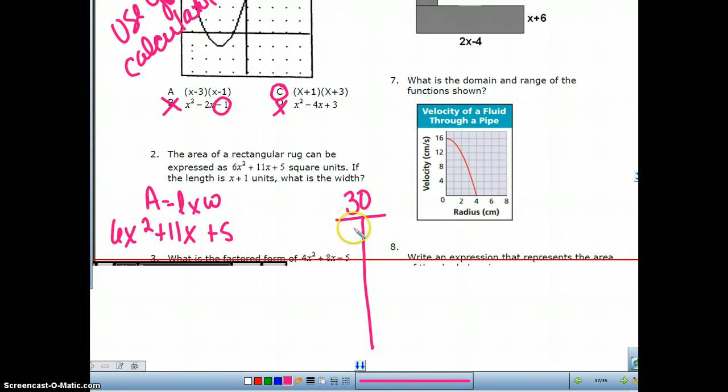Factors of 30, what are they? 5 times 6, which equals 11. Okay, we could do 5 times 6. Do we want it all to be positive? Because we got plus, plus, plus. So everything positive is good. Is that going to work? Yeah, that one's going to work.